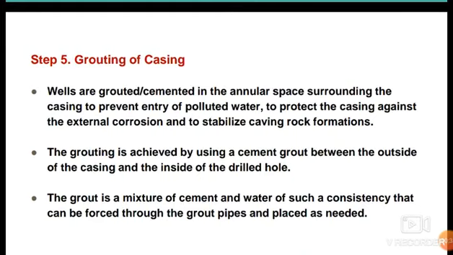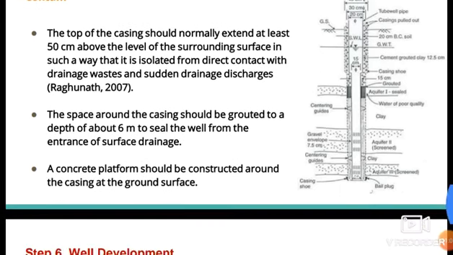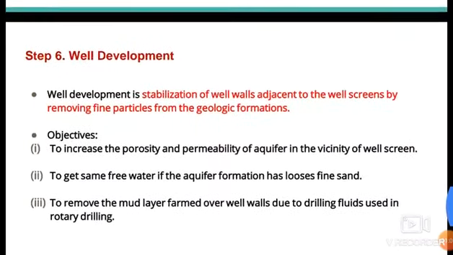The fifth step is grouting of the casing. Grouting of the casing means there will be some distance between the hole which is made for the well and the casing. That distance should be filled with cement grouting to avoid leakage and unnecessary intrusion of particles. So that process is known as grouting of the casing. Here you can see we are grouting in the annular space between the outside of the hole and the tube. So this is what is known as grouting of the casing.